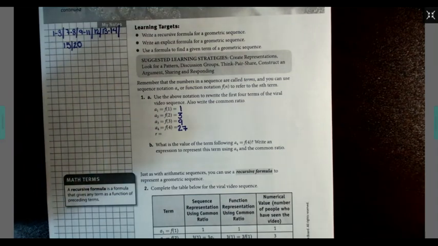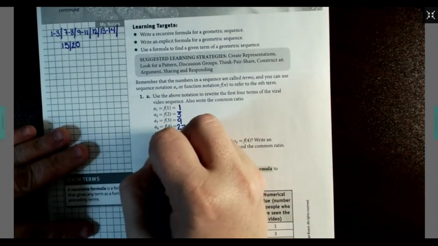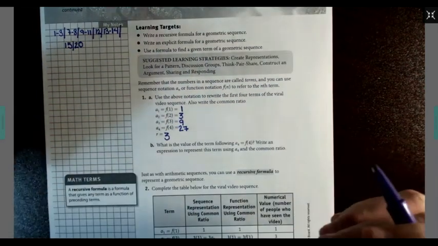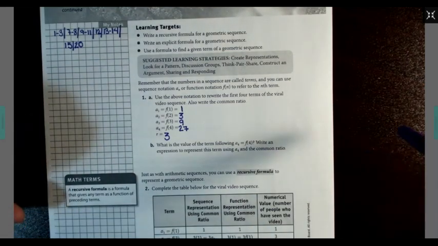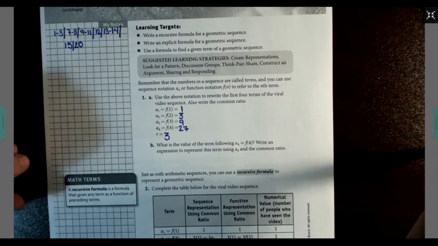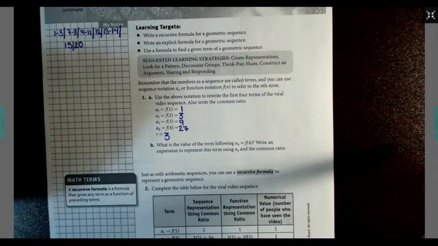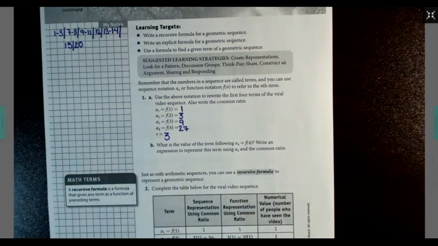What was the common ratio? That common ratio was 3. Remember, our common ratio is what number do we multiply to get from one number to the next? What is the value of the term following a sub 4 equals f of n? Write an expression to represent this term using a4 and the common ratio. So what would be the next term in the sequence? And how can I use that using a sub 4 and the common ratio?